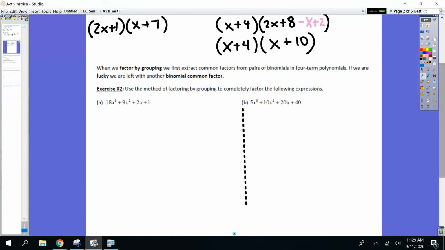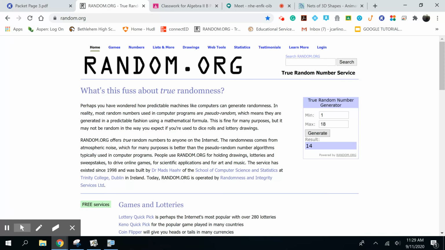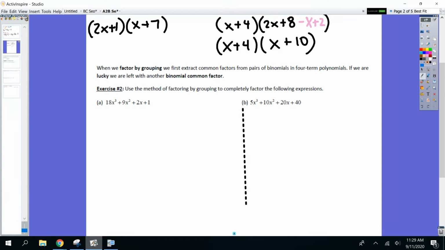I got a question before we start that, though. Abigail, you ready? I got a few easy questions for you. How many terms up there? 4. What do I always ask you guys to look for first? GCF. Can you see any up there, Abigail? No. Yeah, me neither. 4 terms and no GCF.